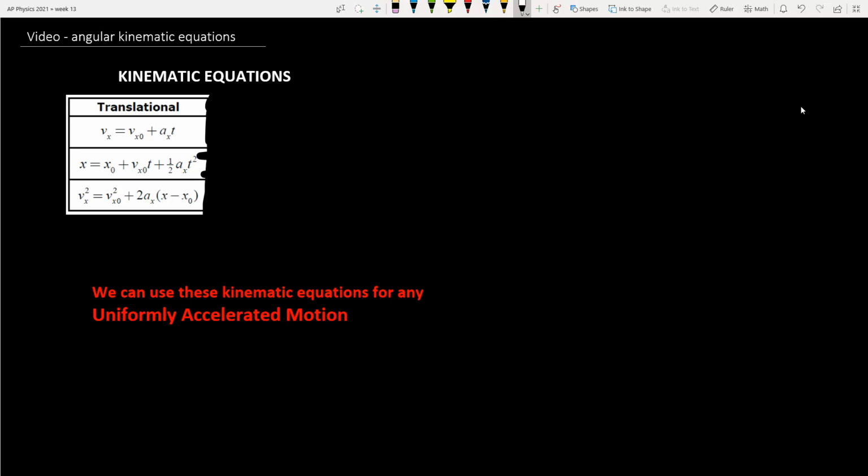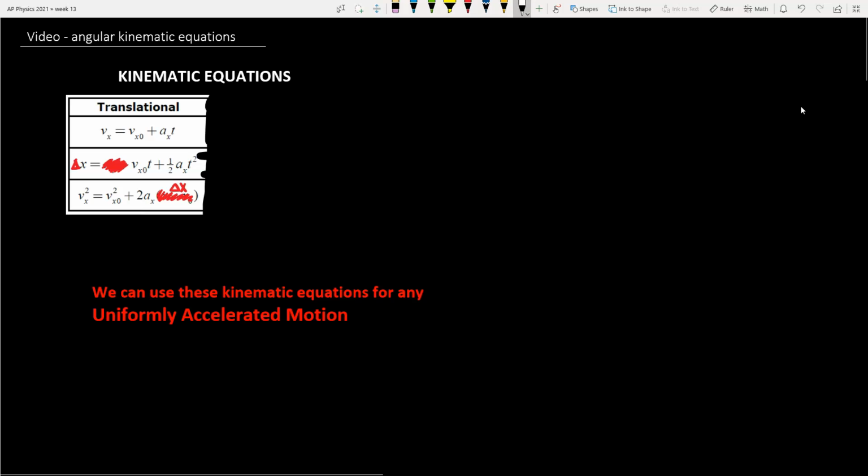Remember, there are a couple little tweaks that we want to do. We usually write these without the whole initial position right there. We say change in position is equal to all this. And then same thing right here, the change in position. Remember, we can more easily write this as delta x for displacement. That's just an easier way to do it.